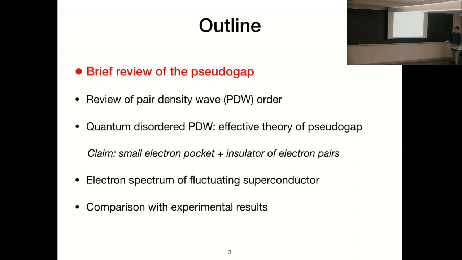So here's the outline. I'll first give a brief review of the pseudogap phenomena, and maybe I can give a longer review. Then I talk about the idea of pair density wave, and then I go to the main work, which is how to consider a quantum disordered pair density wave that can expand the pseudogap area in some direction, and finally I compare it with experiment.